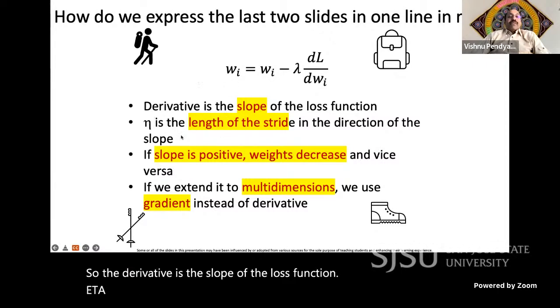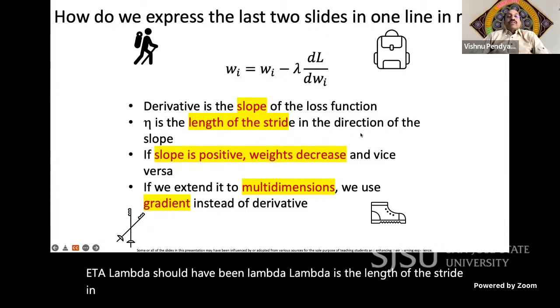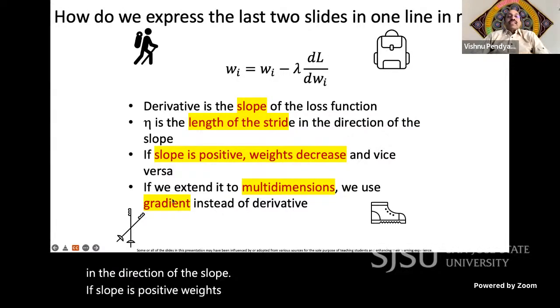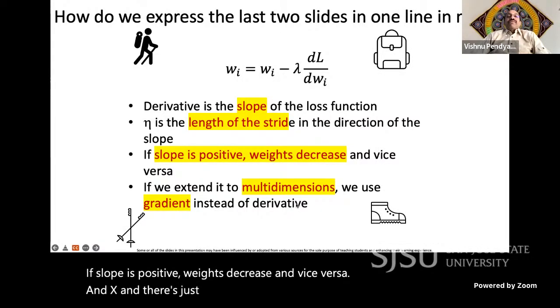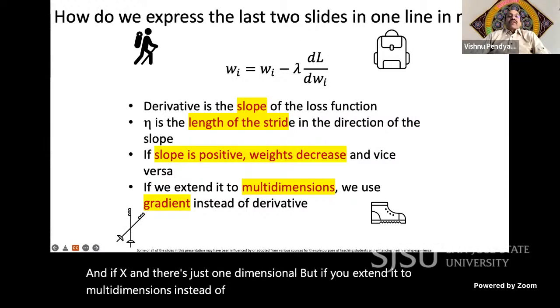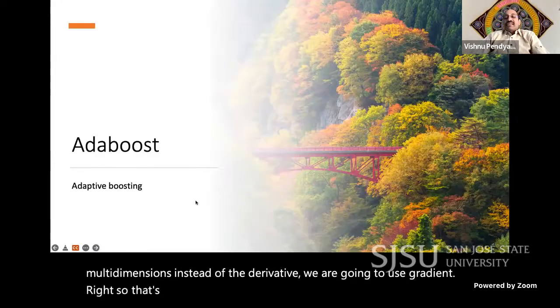Lambda, it should have been lambda. Lambda is the length of the stride in the direction of the slope. If slope is positive, weights decrease and vice versa. And there's just one dimension here, right? But if you extend it to multiple dimensions, instead of the derivative, we are going to use the gradient. So that's why it's called gradient descent.